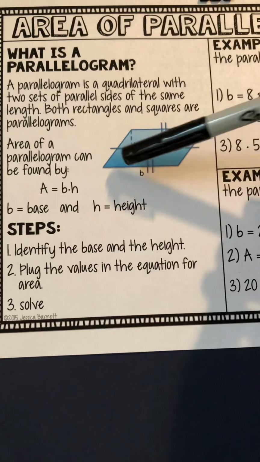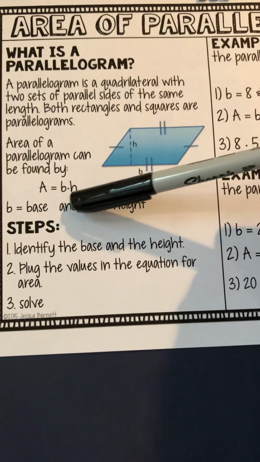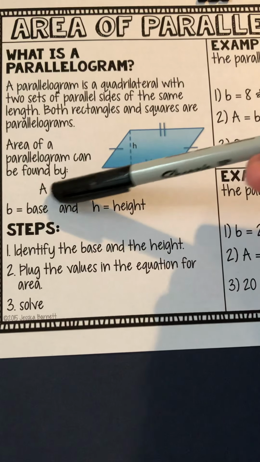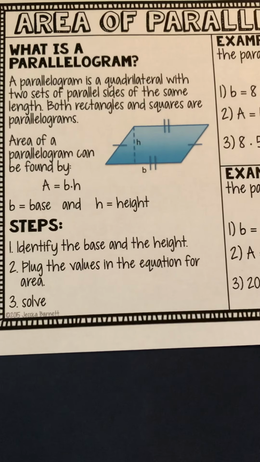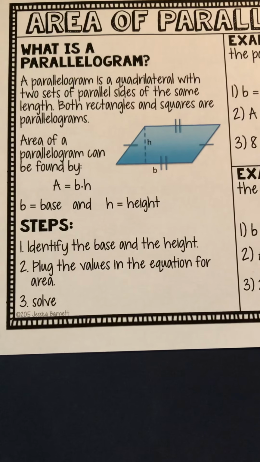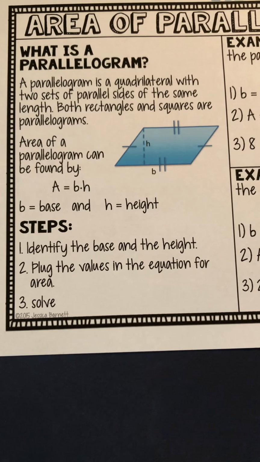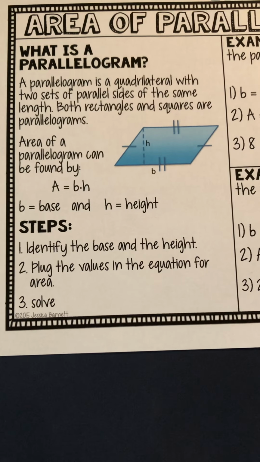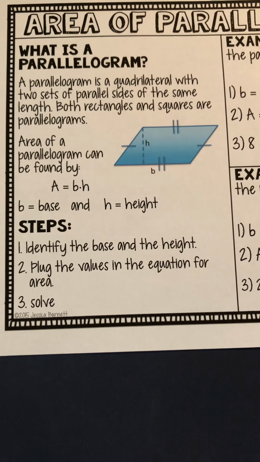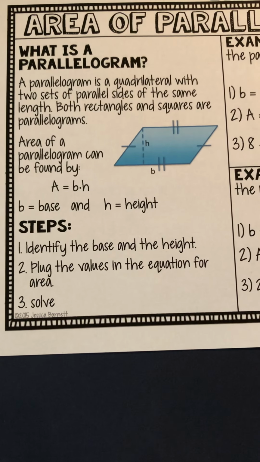All right, so the area of a parallelogram can be found by multiplying the base times the height. So area is equal to base times height. B is for base, H is for height. The steps to finding the area: step 1, identify the base and the height. Step 2, plug the values into the equation. And step 3 is to solve.